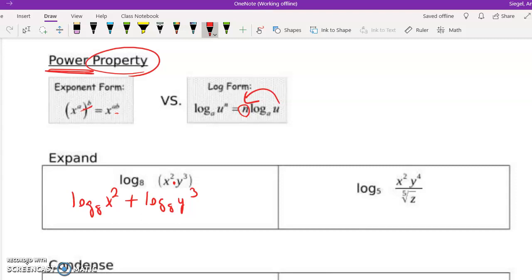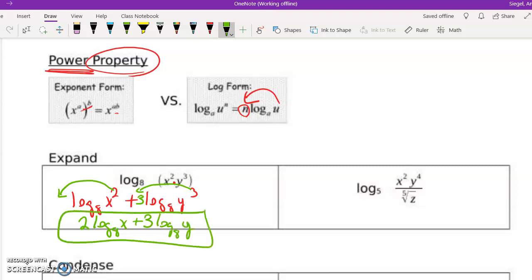Okay, now the reason I said I call this the leapfrog rule is because we're going to take this 2, this exponent, we're going to leapfrog it out in front. We're going to do the same thing with the 3. So it's going to be 2 log base 8 of x plus 3 log base 8 of y. And that's our final answer. So anytime you have an exponent, it leapfrogs out in front.